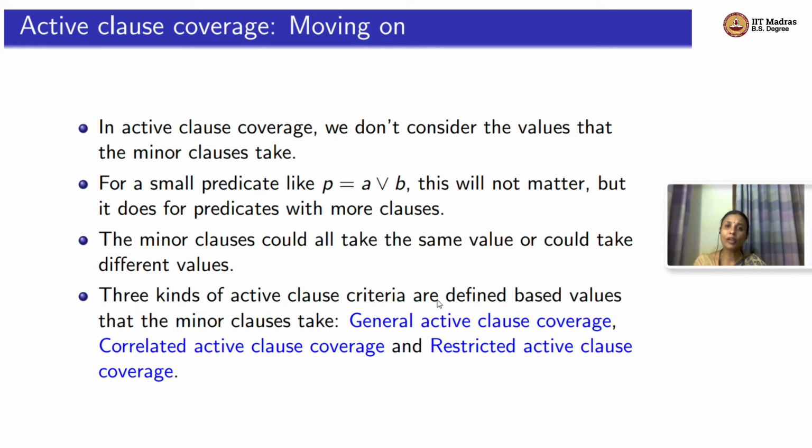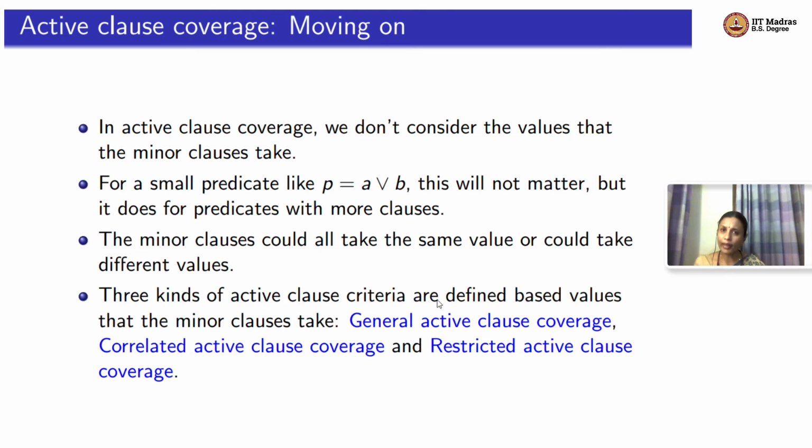We first saw predicate coverage, then we saw clause coverage. We realized that they're not good enough. Then we said, okay, we'll consider all combinations of true false values. Then we said, oh, this is getting expensive. Then we said, can I have the notion of taking one clause at a time and letting that clause determine the predicate? So that is the major clause determining the predicate. That's what we call active clause coverage.